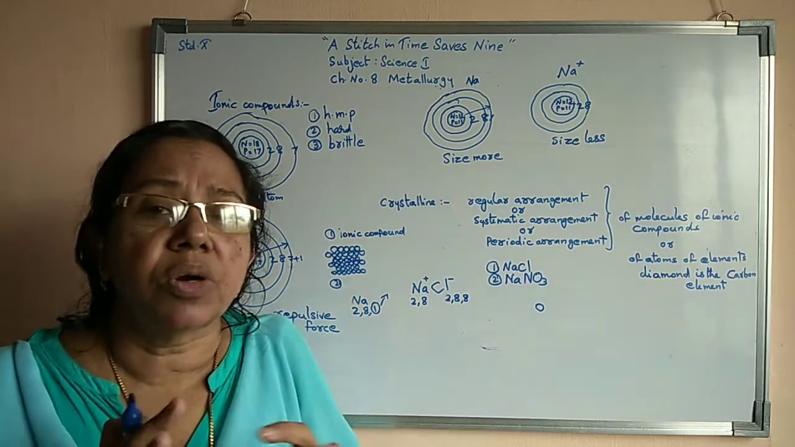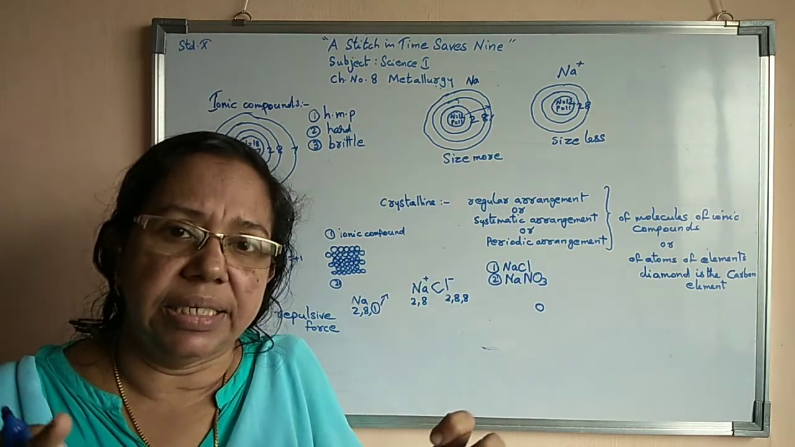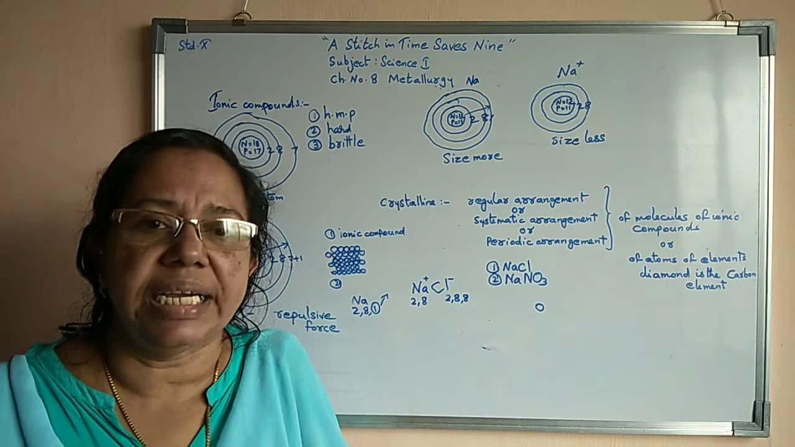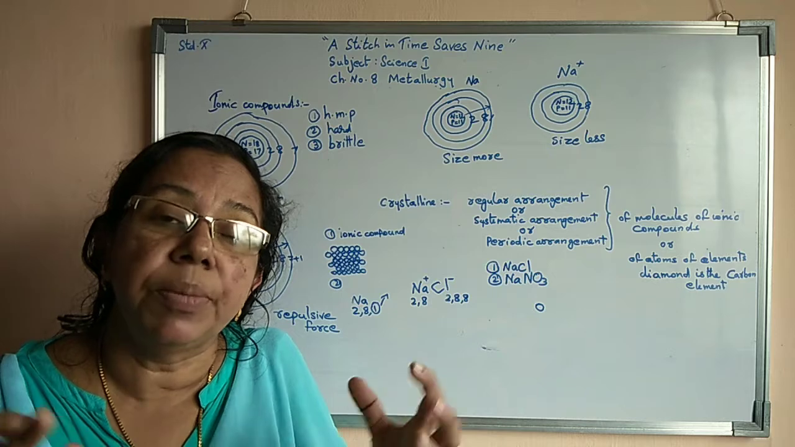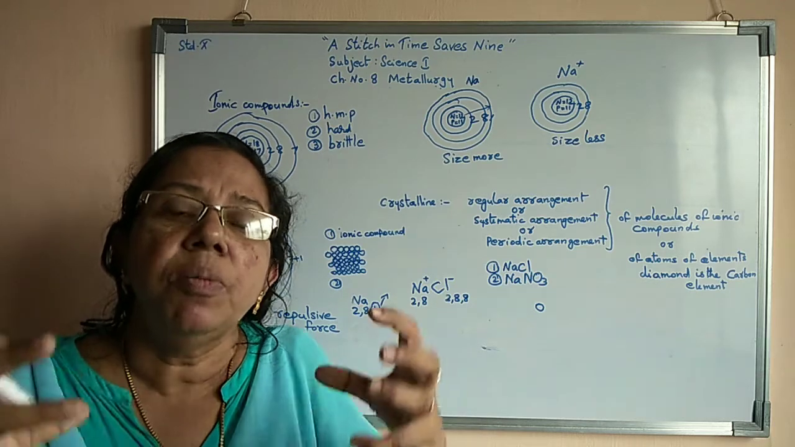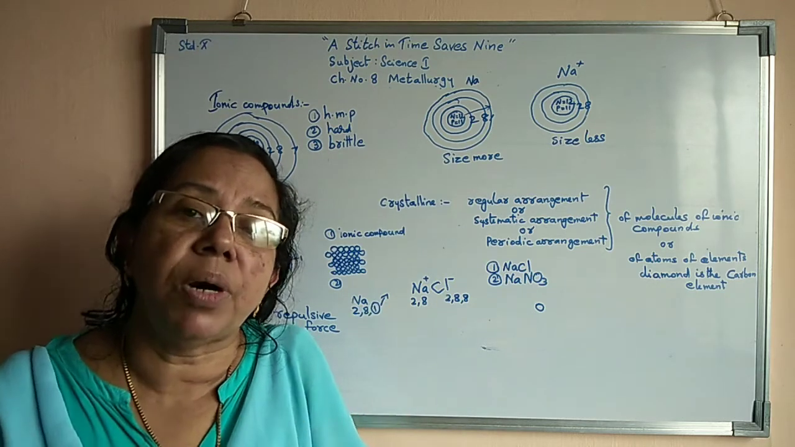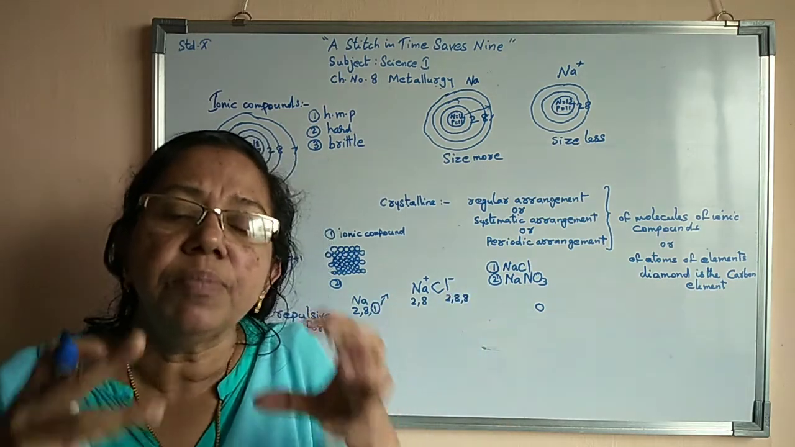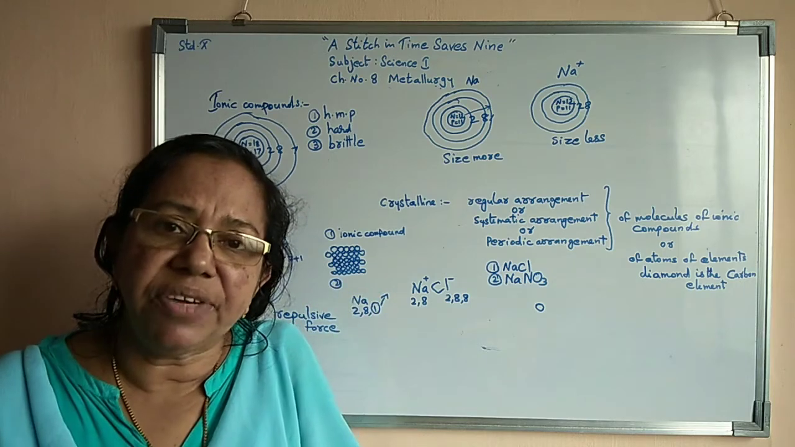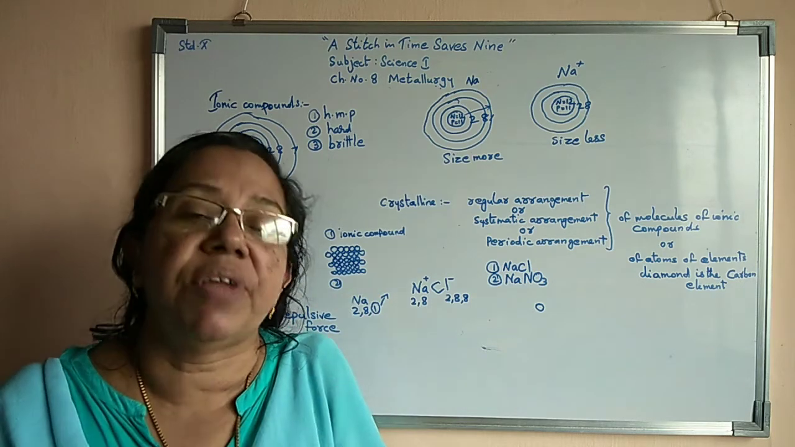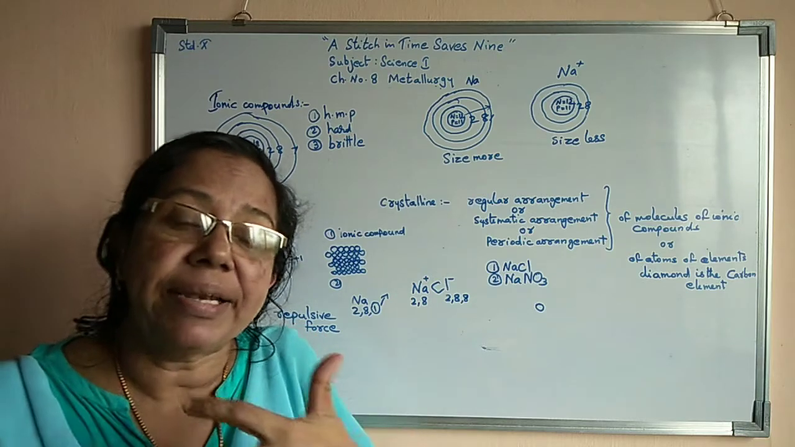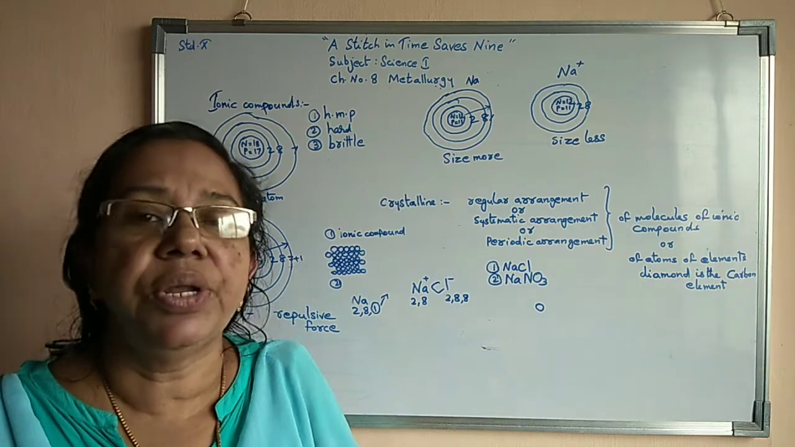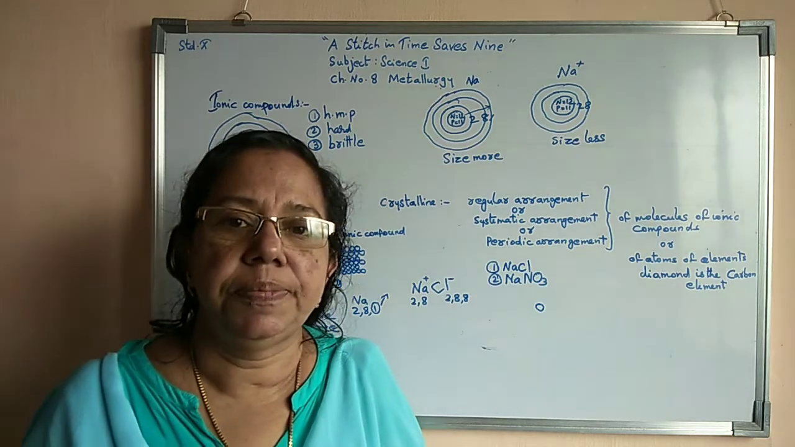Now all ionic compounds are not alike. They have a different look; their crystals are not alike. Why are their crystals not alike? Because the arrangement of molecules of different ionic compounds is not the same. They are arranged in a systematic way, but the pattern of arrangement is different. Because of that, the crystals of different ionic compounds are different.